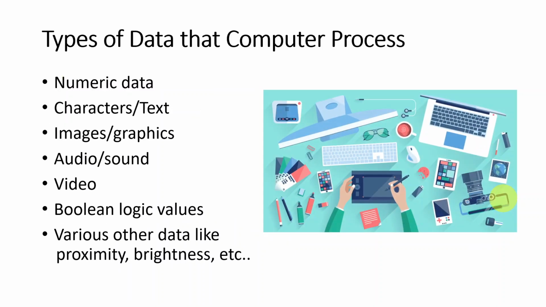And also, modern computers process different types of data as well. It all started as a device for processing numbers or numeric data. But now it has evolved to be a device which can process text, images, audio, video, and new data types as well. Because of the Internet of Things and the various use of sensors, new data types are also coming into the picture.